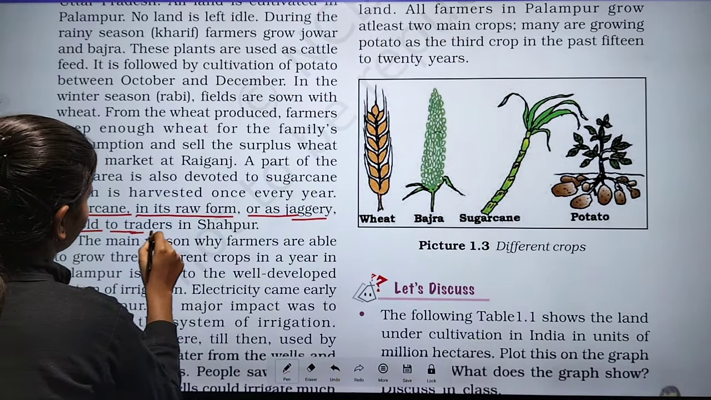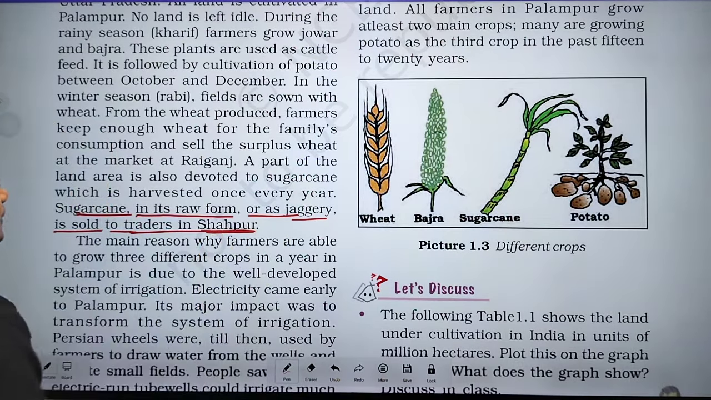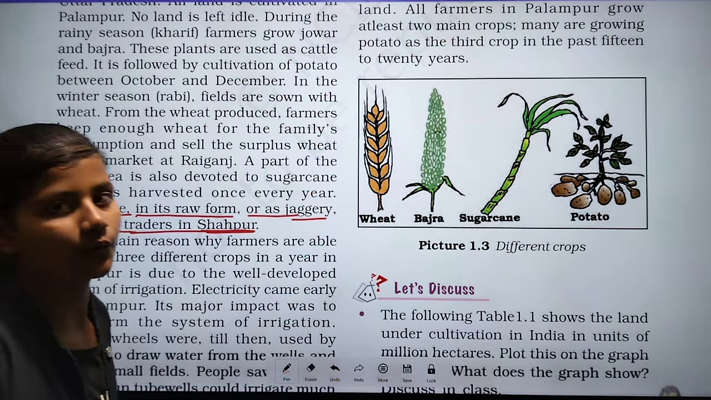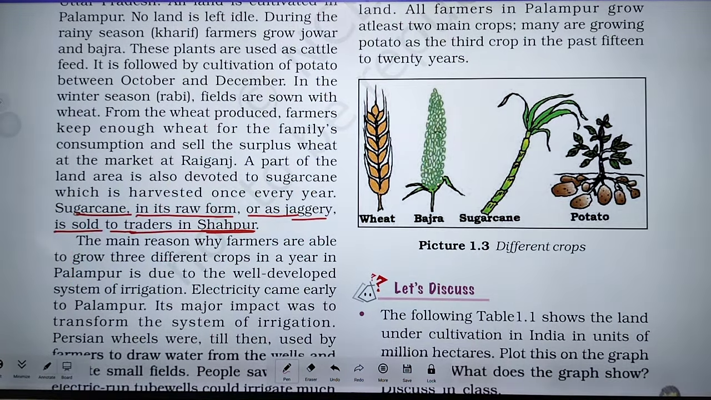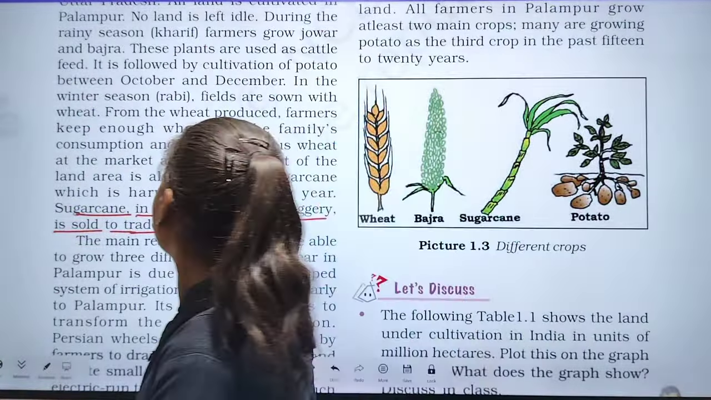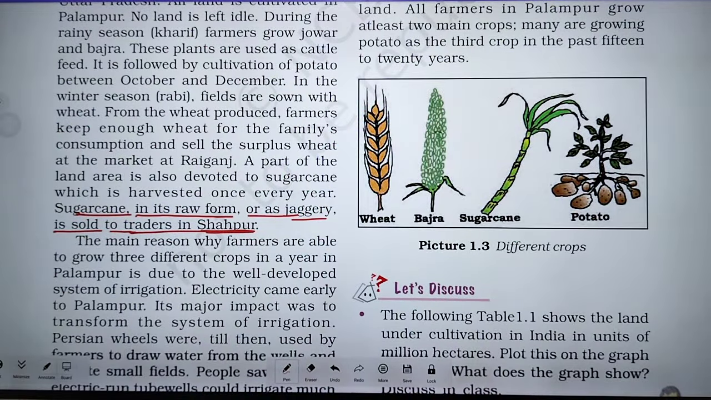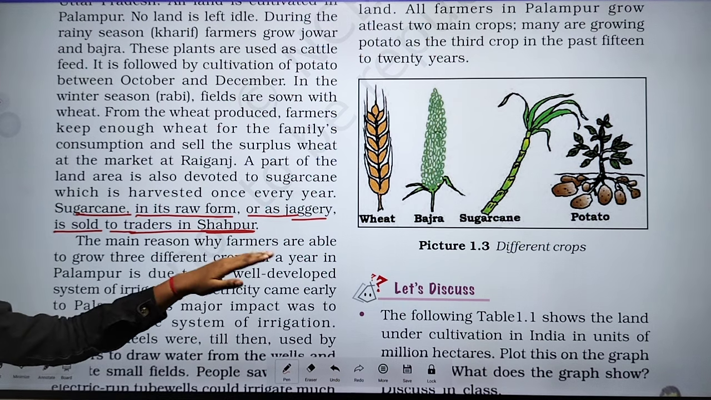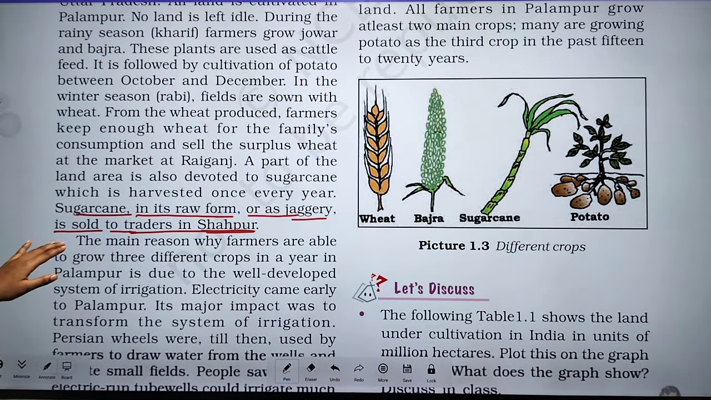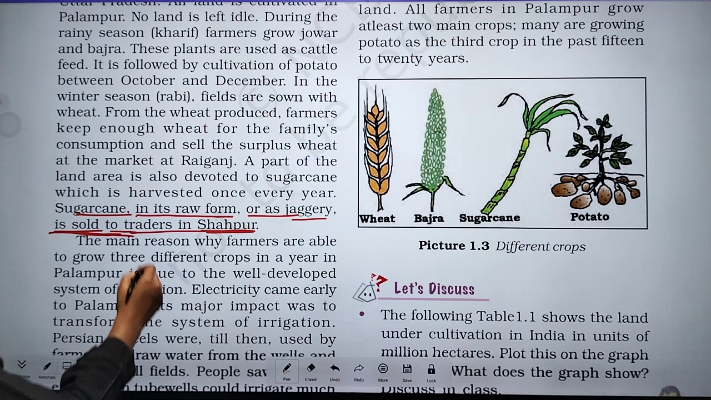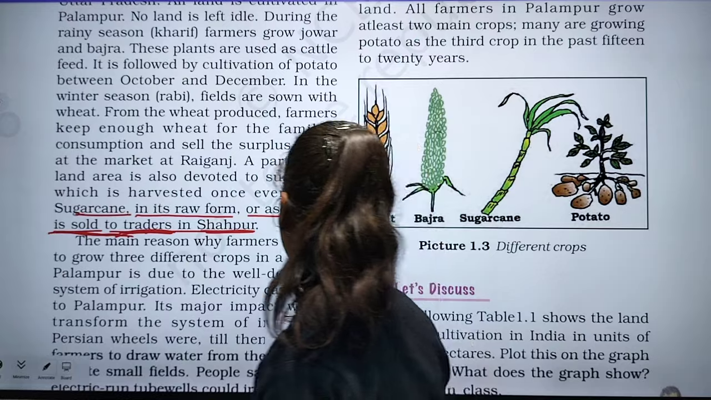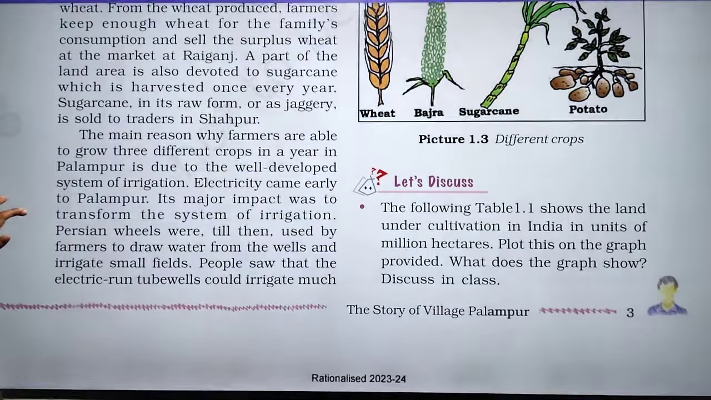Jaggery is sold to the traders in Sahapur, and Sahapur is the name of a small town nearby Palampur village. Sugar cane in its raw form, as jaggery, is sold to the traders in Sahapur.